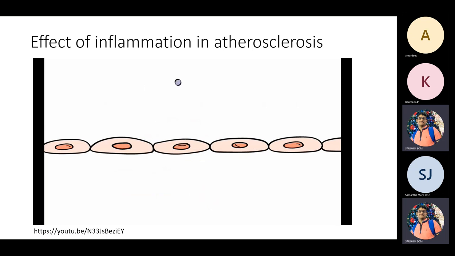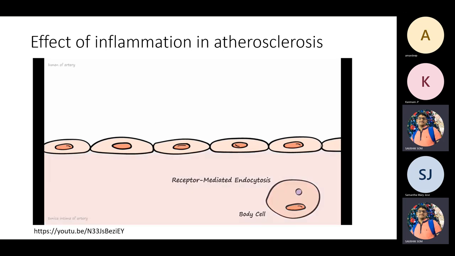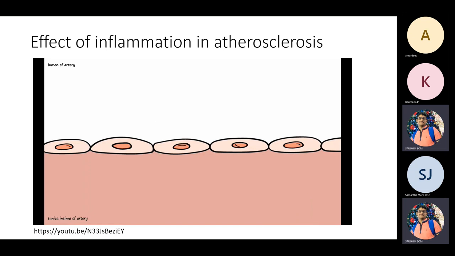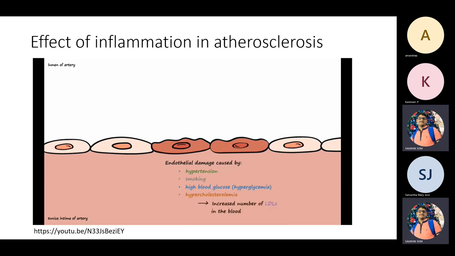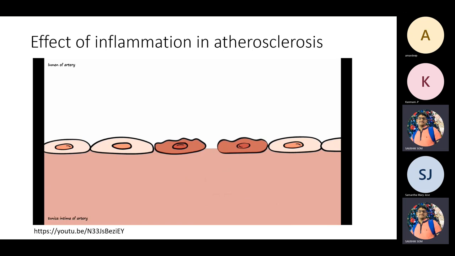Normally, most of the low-density lipoproteins, or LDLs, pass through the endothelial cells by transcytosis from the blood and then enter body cells by receptor-mediated endocytosis to be used in normal cell processes. The progression of atherosclerosis begins when the endothelial cells of the arterial wall become damaged. This can be caused by hypertension, smoking, hyperglycemia, and hypercholesterolemia, which is an increased number of LDLs in the blood. Endothelial cell damage increases the permeability of the arterial wall, allowing LDLs to enter the tunica intima.